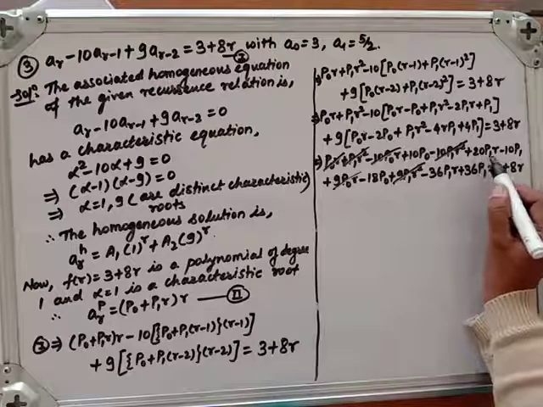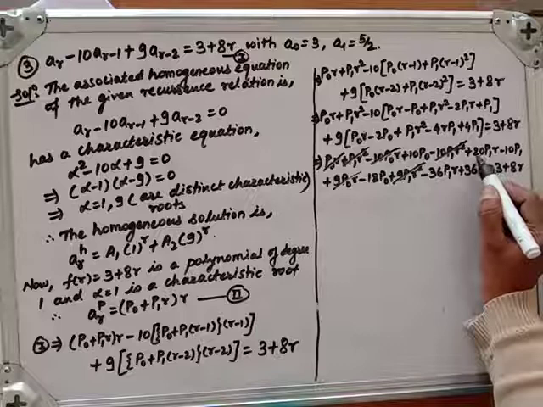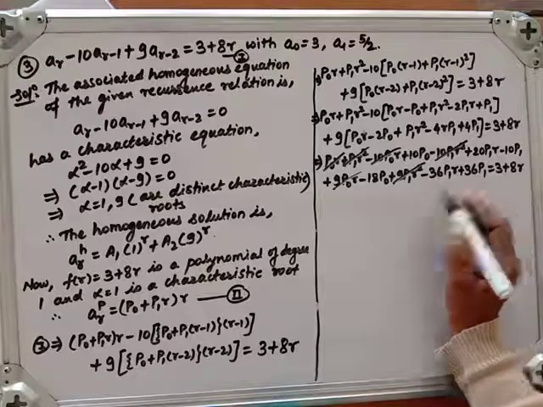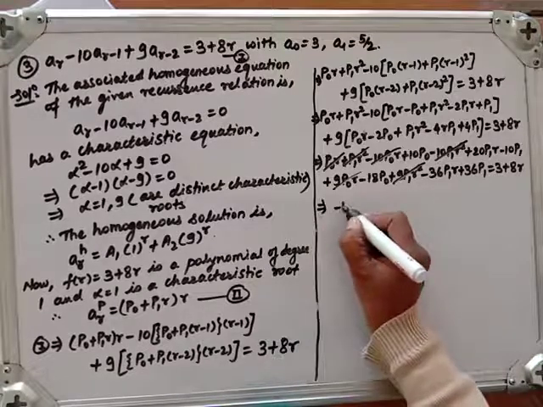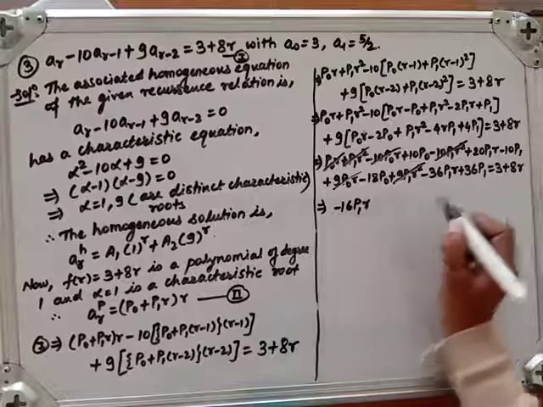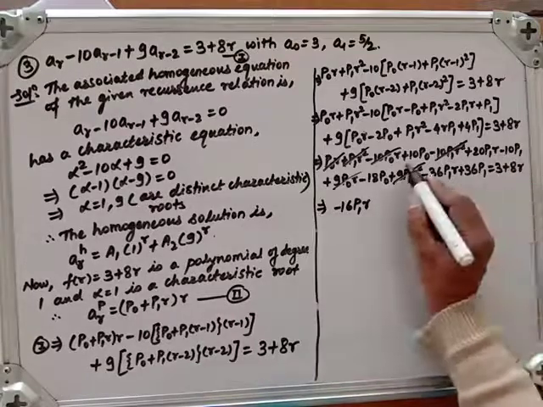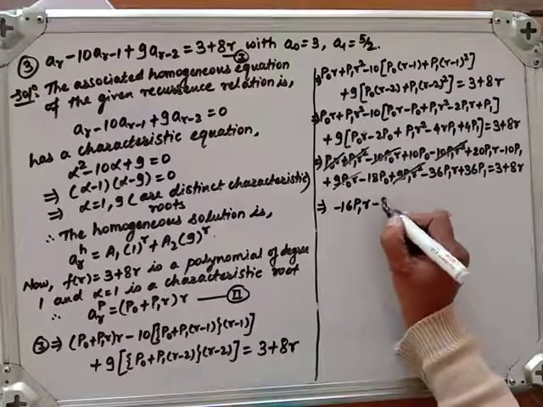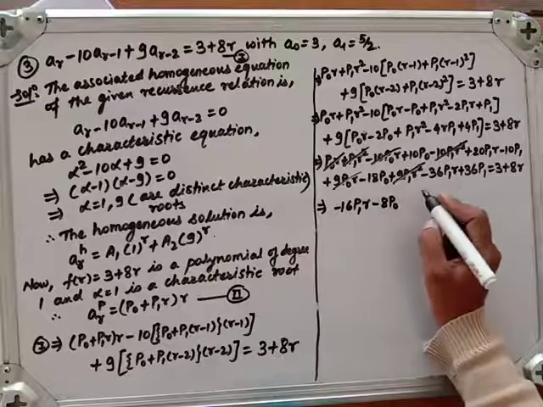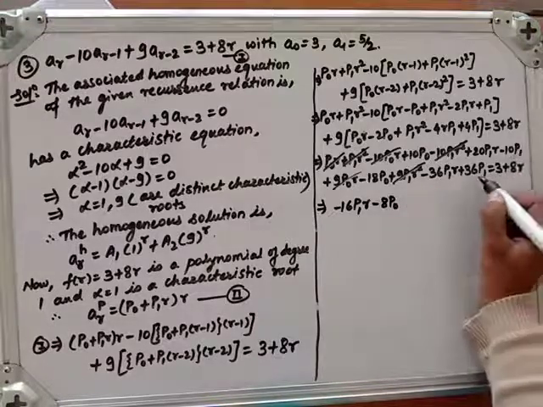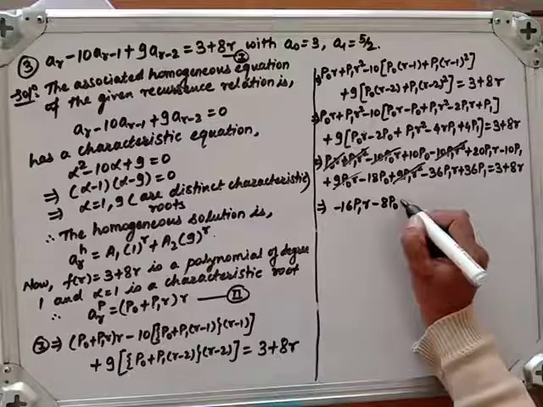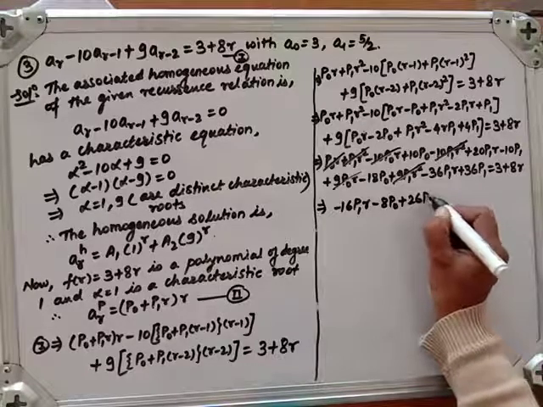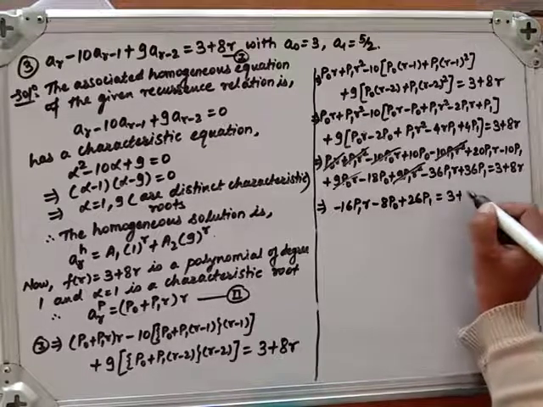Now here for r I am looking first: 20 P1 r minus 36 P1 r gives us minus 16 P1 r. Now only these are terms of r. Others are constants. Now 10 P0 minus 18 P0 will be minus 8 P0. And minus 10 P1 plus 36 P1 will give us plus 26 P1, and that is equal to 3 plus 8r.